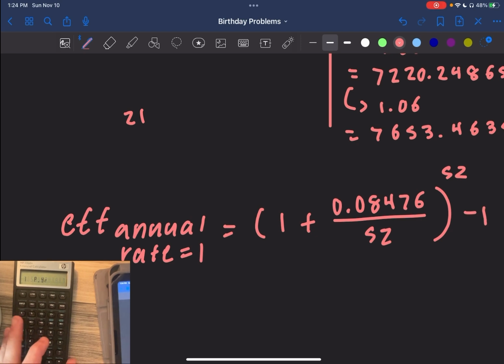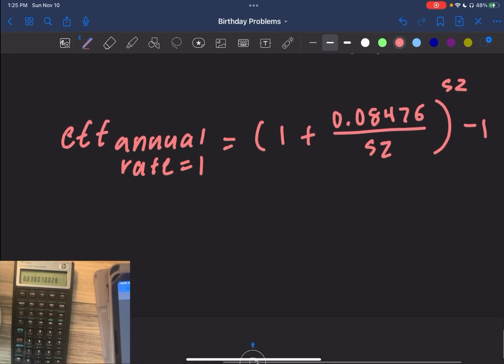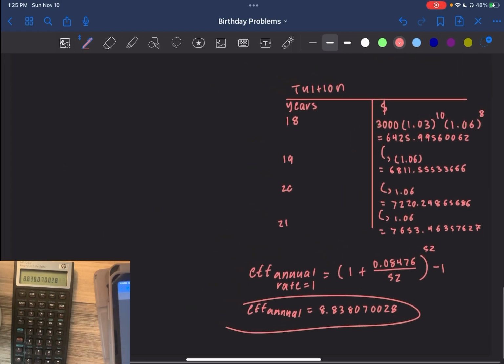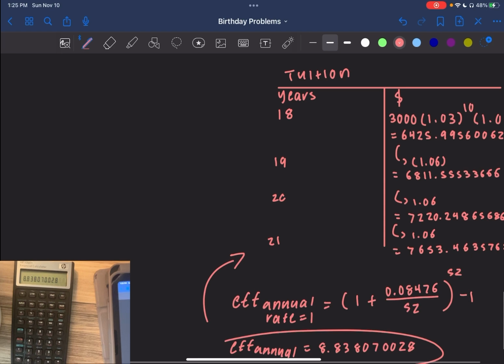So let's figure out this. So let's do times 100. And we get this effective rate to be 8.8380700028. And this is the rate that we're going to use for our cash flow register here.